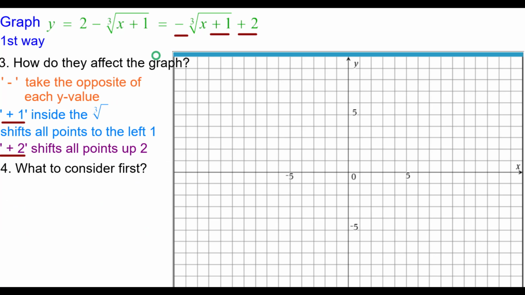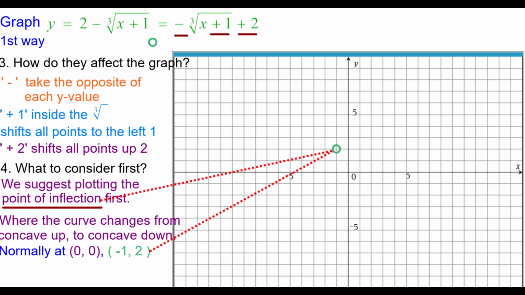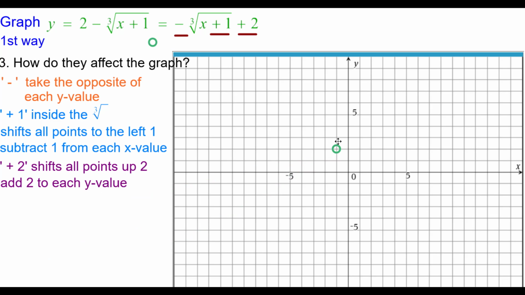So what should we consider first with all those? We suggest plotting the point of inflection first. Normally the point of inflection is right here at the origin on the cube root parent function. And that's where the curve changes from concave up, a smile, to concave down, a frown. That's called a point of inflection. So normally at the origin, but for our case, it's going to be shifted to the left 1, negative 1. Taking the opposite of 0 doesn't help, but shifting up 2 does. So at negative 1 comma 2 is where our point of inflection will be, and we're going to plot all our points relative to that point of inflection.